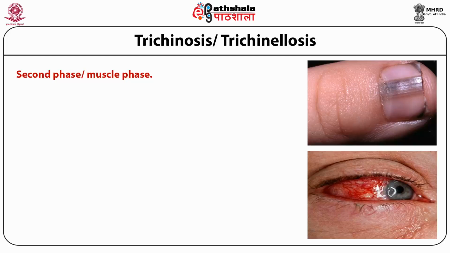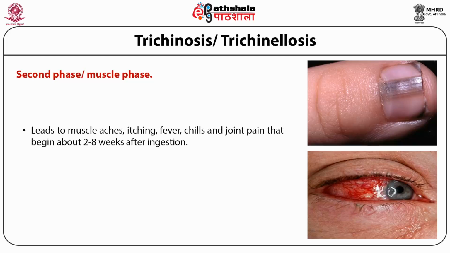The clinical disease is in light and 2 to 3 months in heavy infections. The second, or the muscle phase, leads to muscle aches, itching, fever, chills, and joint pain, and begins 2 to 8 weeks after ingestion.